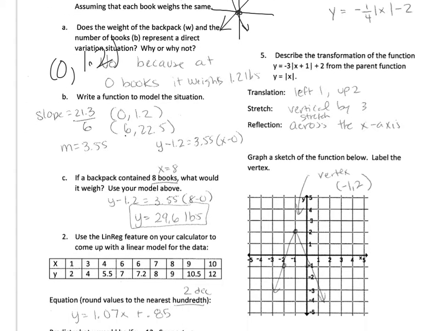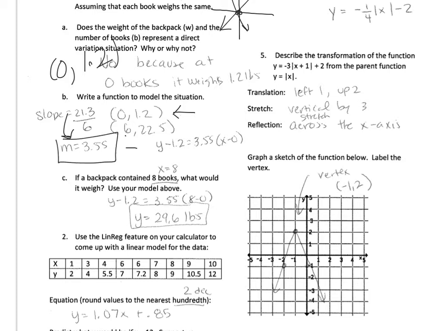Write a function to model this, so a linear function. I can set up 2 points. I know that at 0 books, it weighs 1.2 pounds, and at 6 books, it weighs 22.5 pounds. Then I need to find the slope. I did change in y over change in x: (22.5 minus 1.2) over (6 minus 0), and my slope is 3.55.